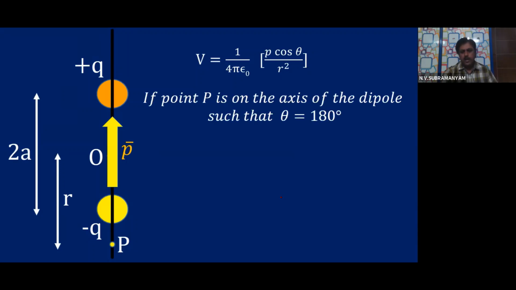If the point P is on the axis of the dipole such that theta is 180 degrees now. Why? Because the point is in the opposite direction of P bar. Then this angle will be 180 degrees, between the direction of this R and P bar. Then cos 180 is minus 1. So V is 1 by 4 pi epsilon 0 P by R square times cos theta, which became minus 1. Minus 1 into P will become minus 1 by 4 pi epsilon 0 P by R square.